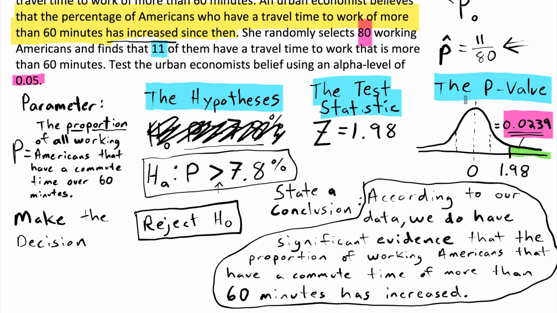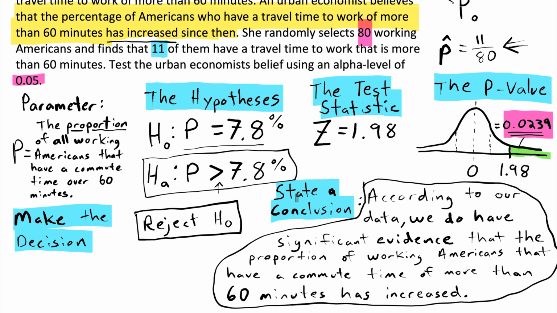This was doing a hypothesis test with the p-value method. I always recommend doing these 5 steps: stating the hypotheses, calculating the test statistic, using the test statistic to find the p-value, comparing the p-value to the significance level, the alpha level, to make a decision, and then using the decision to state a conclusion. So that was an example of a hypothesis test for a population proportion.